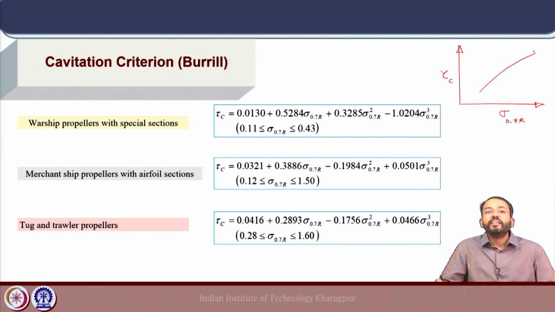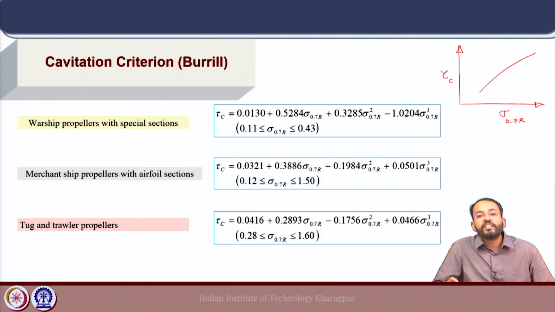Here, tau c, or the thrust loading coefficient, is shown as a function of the cavitation number with the reference blade element at 0.7 r. So, we can see that as the cavitation number decreases, the value of the thrust loading coefficient should also decrease, so that the cavitation is kept within certain limits.